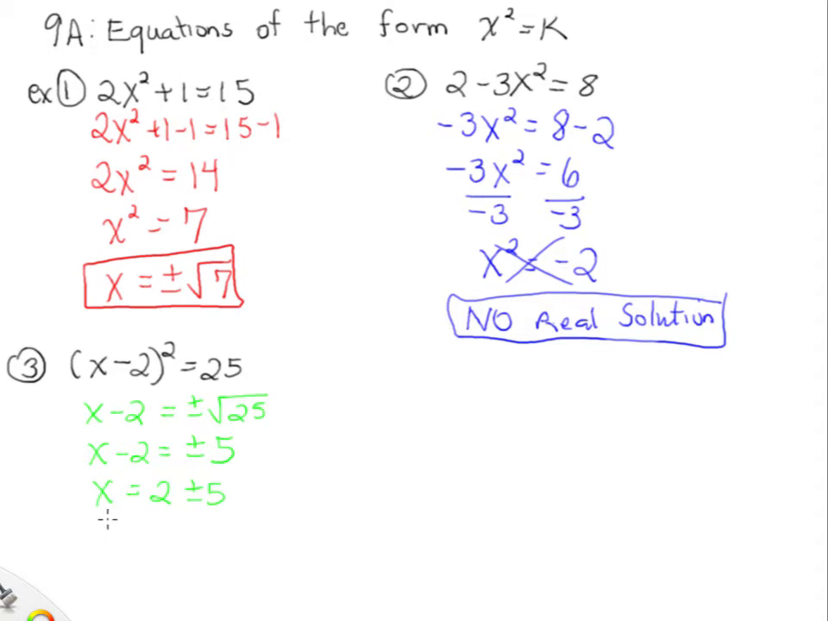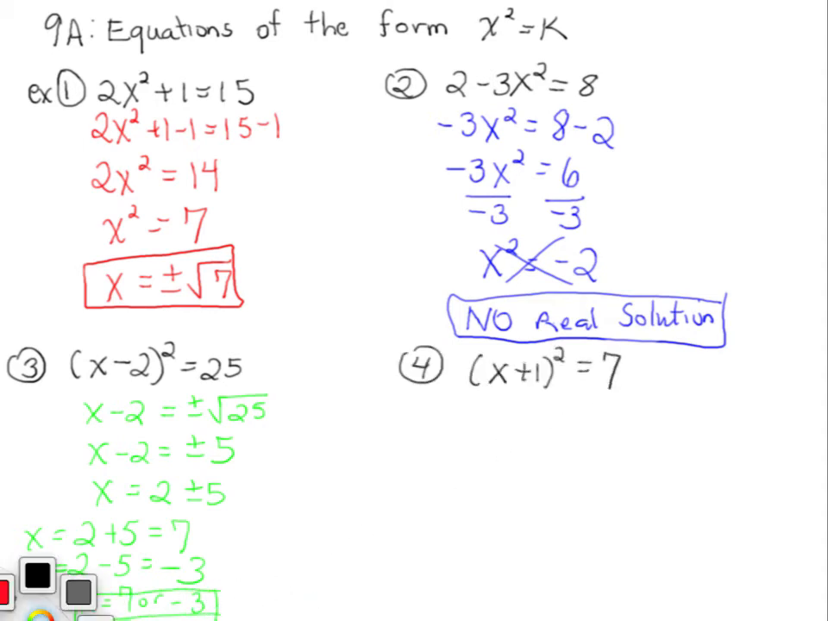And notice that these are two solutions. I have x is equal to 2 plus 5, and 2 plus 5 gives us 7. And I have x is equal to 2 minus 5, which is negative 3. So our two solutions to this problem are x equals 7 or x equals negative 3.